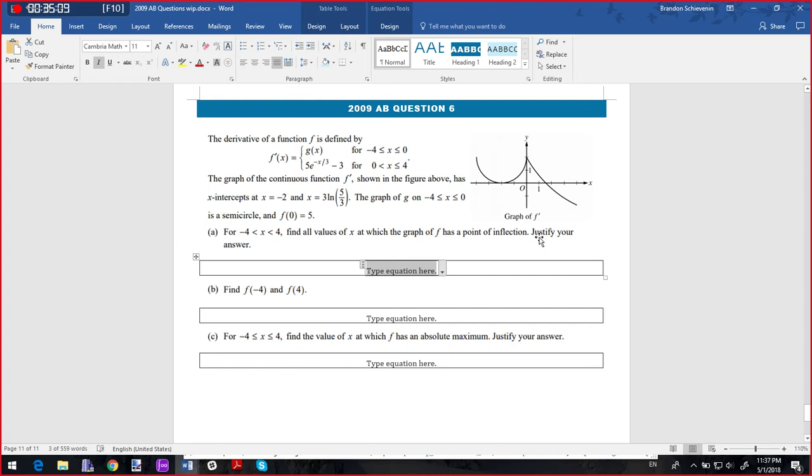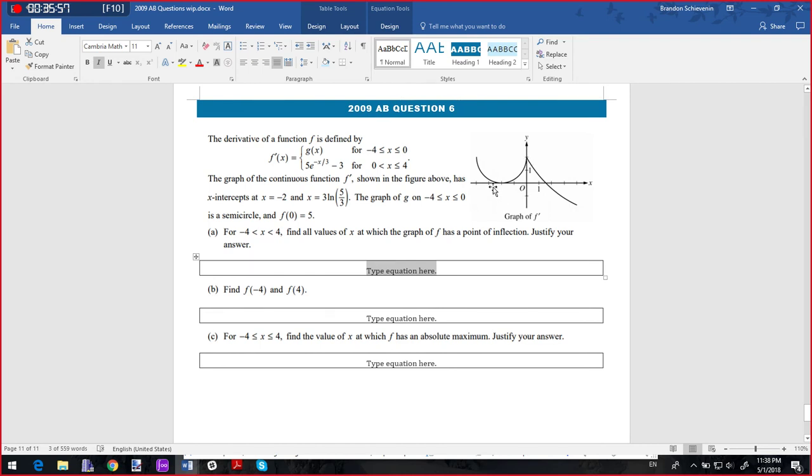Okay, so the first thing they want is to find all the values where the graph of f has a point of inflection and then justify your answer. So in order to have a point of inflection, our second derivative would have to be 0, and the second derivative would need to change signs. Because I have a graph of the first derivative, I'm really looking at the slope of this graph. The slope of the graph of the first derivative is 0 when x is negative 2, and it does change from decreasing to increasing.